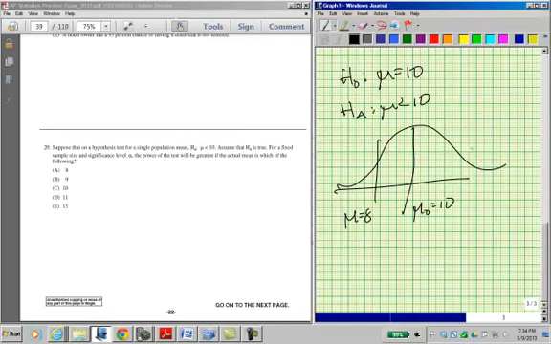So the further that mu, truth, is from the null hypothesis and in the direction of the alternative hypothesis, the greater the power of the test, the greater the probability is that the test will reject the null hypothesis.